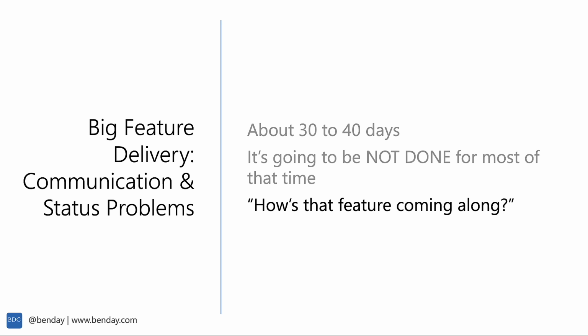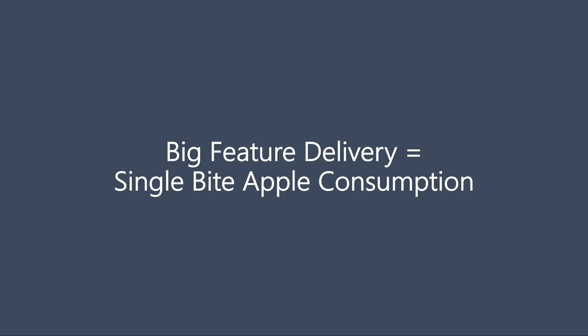So when people come and ask you how's that feature coming along, you want to be able to answer that question. And if it's 30 to 40 days of time to develop that thing, then it's going to be hard to say how it's actually coming along. The responsible answer is it's not done, and it's going to be not done for 30 to 40 days. Most customers find that pretty unsatisfying. So that big feature delivery is pretty darn similar to the single byte apple consumption.